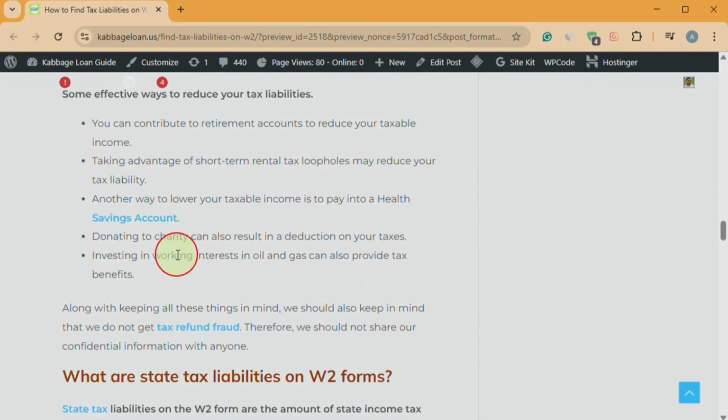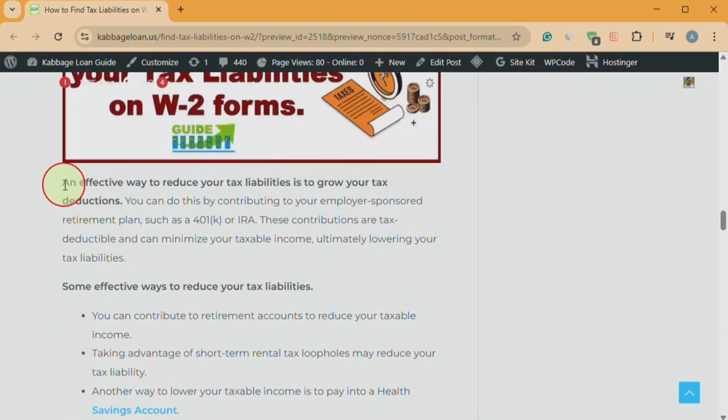Let's understand this from the beginning. It explains an effective way to reduce your tax liabilities is to grow your tax deductions. You can do this by contributing to your employer-sponsored retirement plan, such as a 401k or IRA. These contributions are tax deductible and can minimize your taxable income, ultimately lowering your tax liabilities.